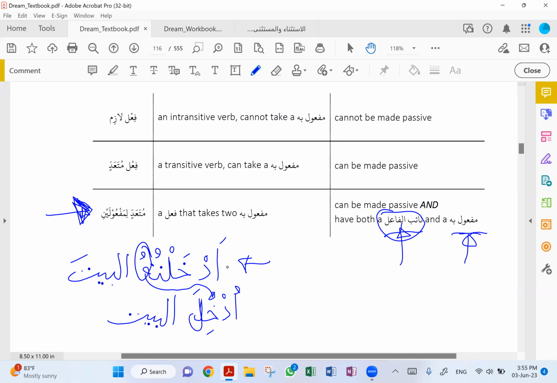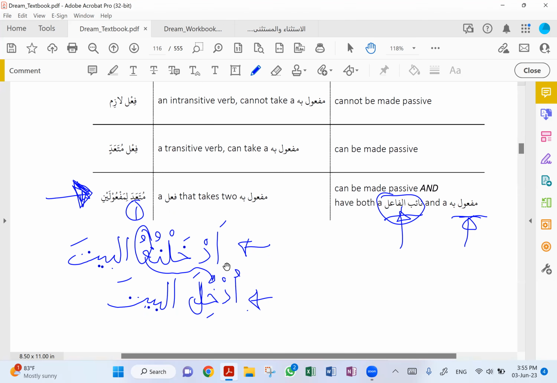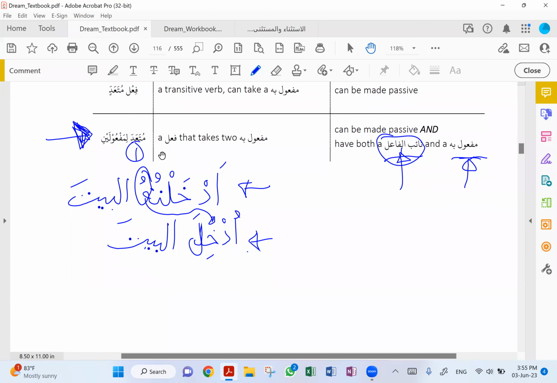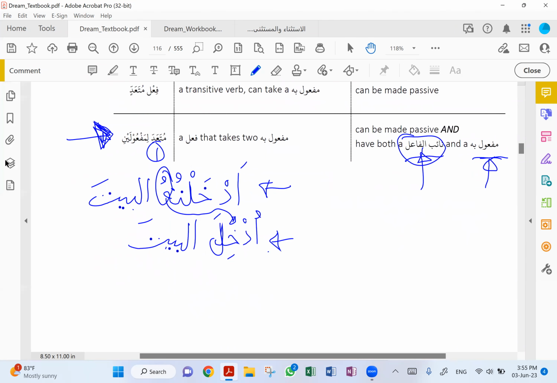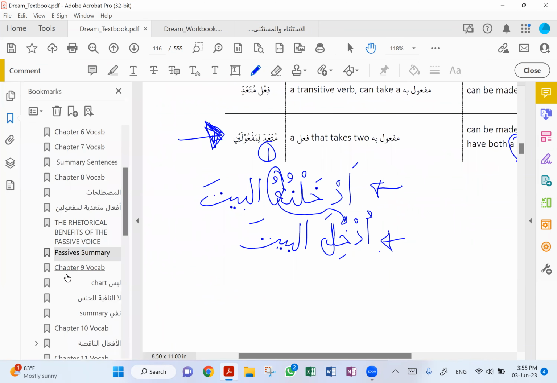Initially it was I made him enter. But then when we made it passive, the maf'ul bihi number one became the naibul fa'il, so the huwa, and then al-bayta remained as the maf'ul bihi in this passive line. I don't know if that's clear. I know that's a bit tricky. Okay. Yeah, we'll do some examples, and that's basically the summary of it.